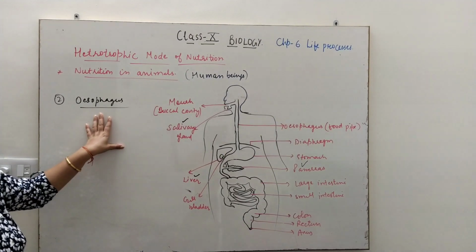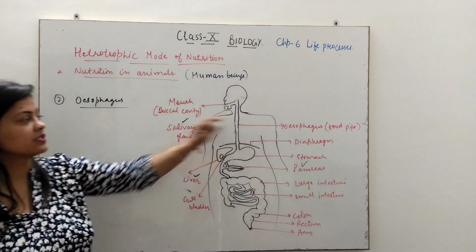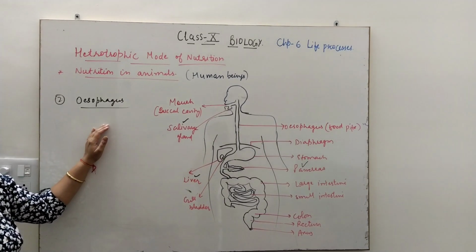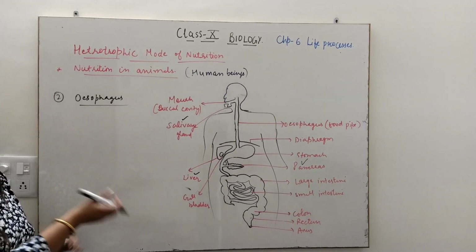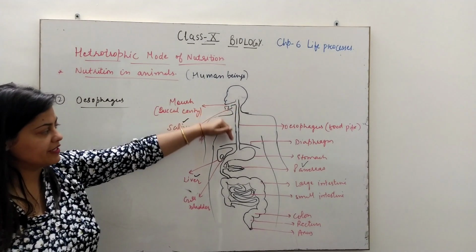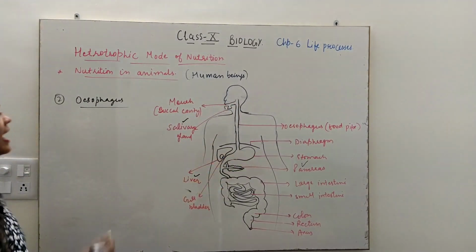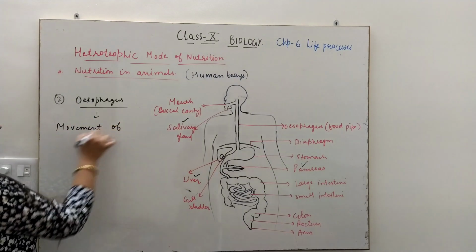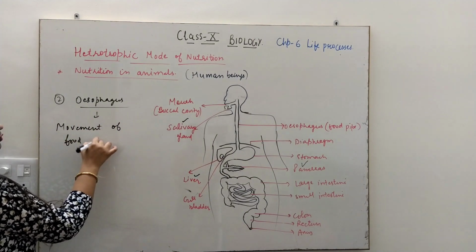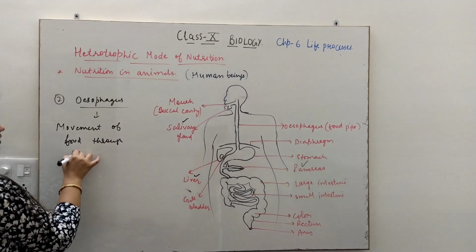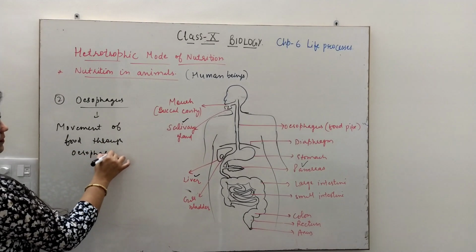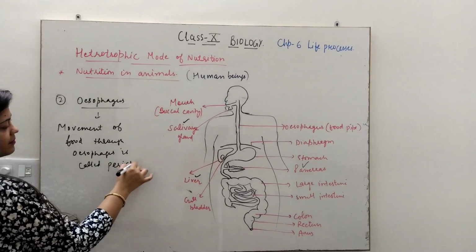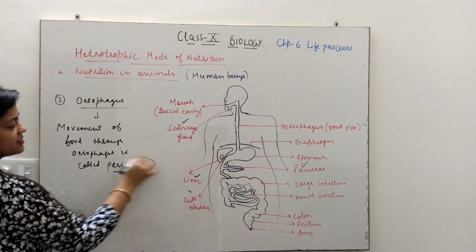The next part of the alimentary canal is the esophagus. The esophagus is also called the food pipe. The function of the esophagus is to take the food from the buccal cavity into the stomach. And this movement of food through the esophagus is called peristalsis. Okay, and this is a very important term.